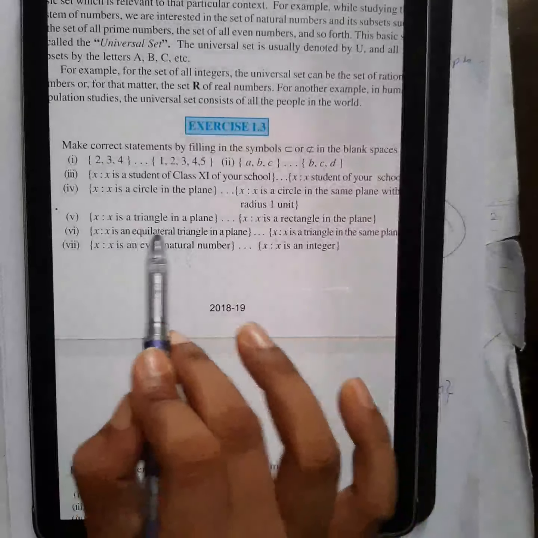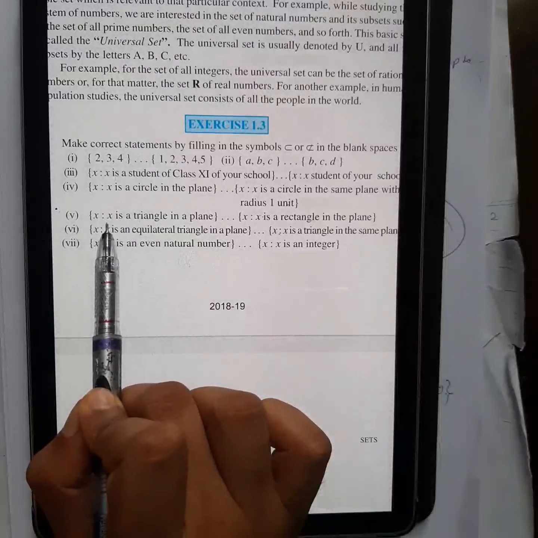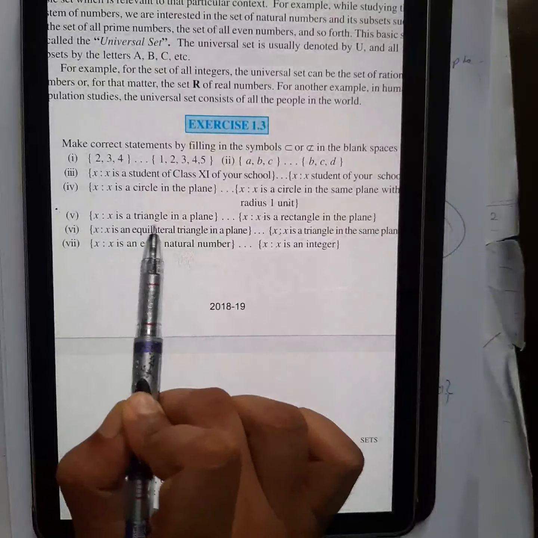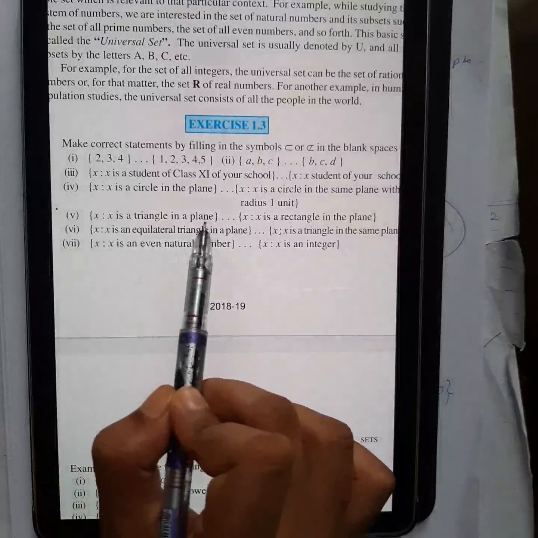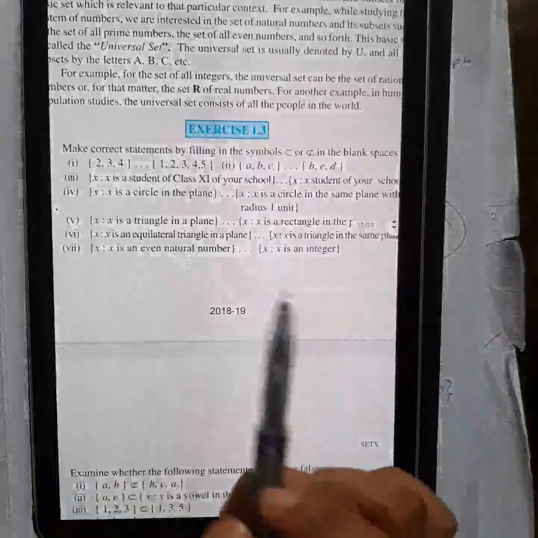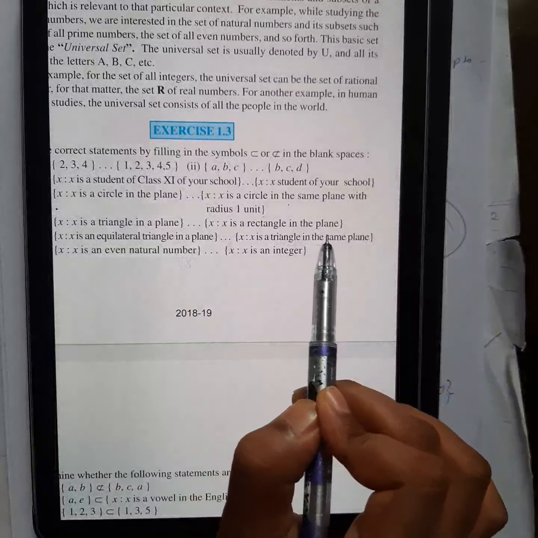So all those triangles will be contained in this set, because they have said X, what is X? X is a triangle in a plane. They didn't mention what kind of triangle, so we understand that all kinds of triangles are there in this set. Okay, now next set, what is it? X is a rectangle in a plane.